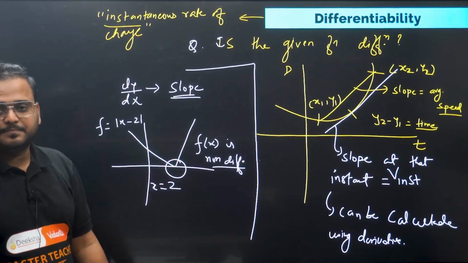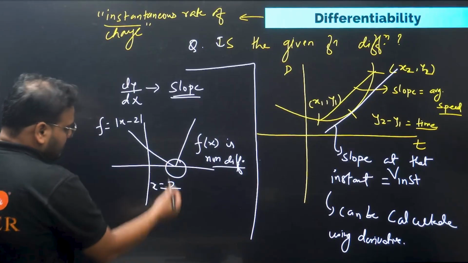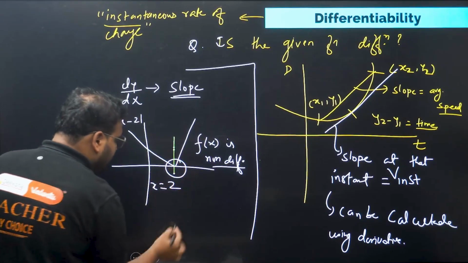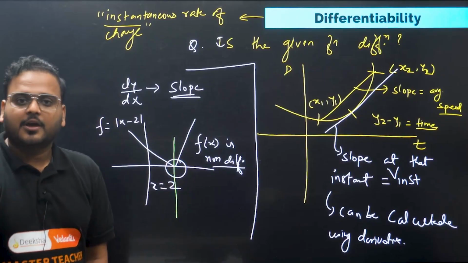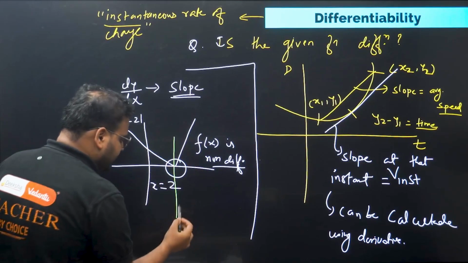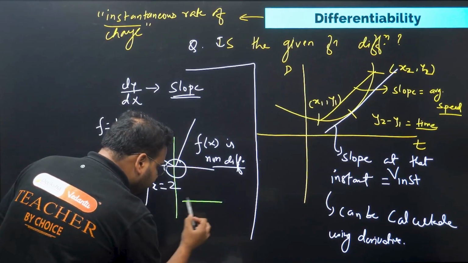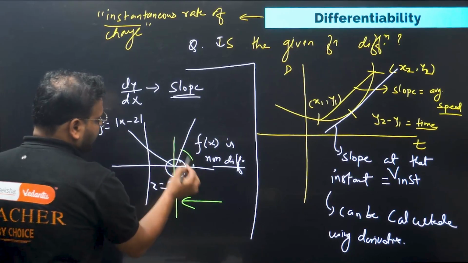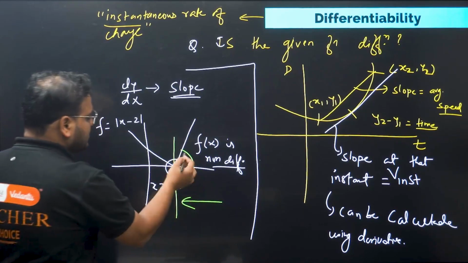The reason is very simple, there is a logic behind it. What's the logic? I'll teach you everything over here in the graph only, just pay attention. If you approach this point from the right hand side, what's the slope? This is the slope, correct or not?